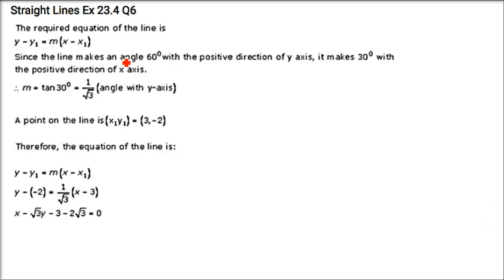Next question is, find the equation of a straight line passing through (3, minus 2), where x1 is 3 and y1 is minus 2, and making an angle of 60 degree with the positive direction of y-axis. So we have positive direction of y-axis here.